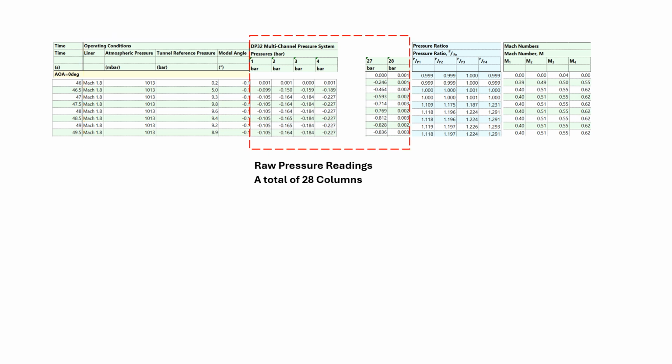The second block is the raw pressure reading. You can see the unit is bar, and there are a total of 28 channels. Just a reminder, channels 1 to 25 are the pressure tappings on the flat bottom, and 26 and 27 are the pressure measurements on the double wedge airfoil. 28 is the total pressure in the settling chamber.